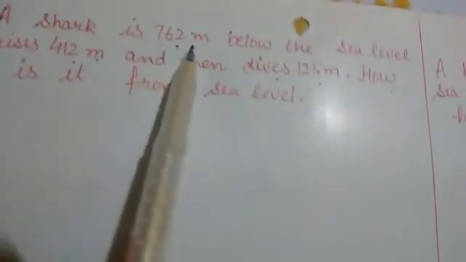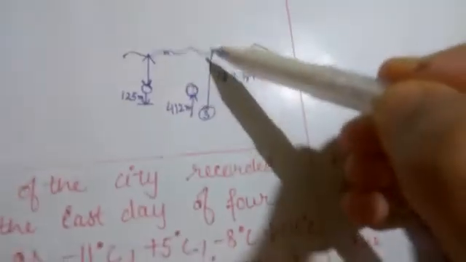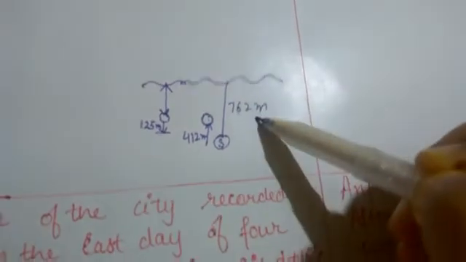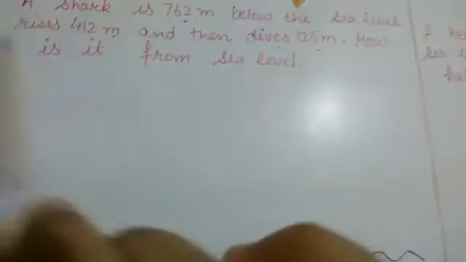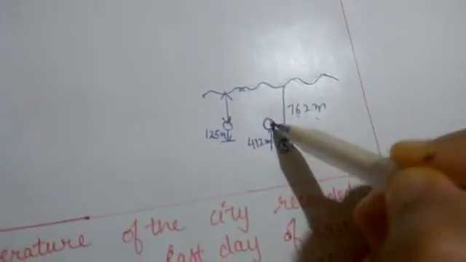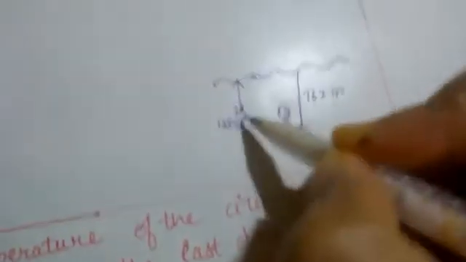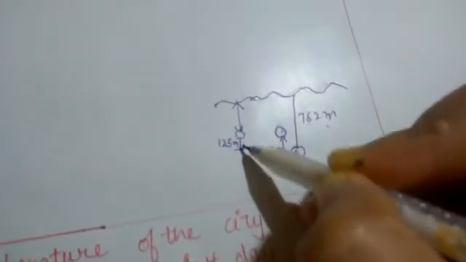I am repeating the full statement. A shark is 762 meters below the sea level, means the distance between this and this is 762. After some time it rises 412 meters, means it goes upper side 412 meters. And then dives, means goes downside 125 meters. And we want to calculate how far it is from sea level, means the distance between these two lines.